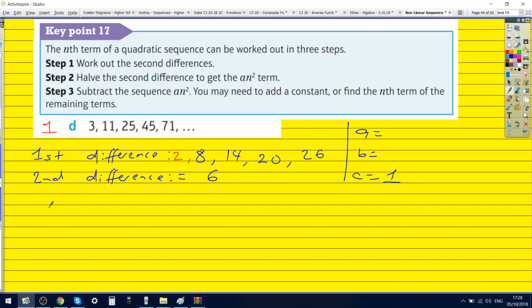Oh, I forgot what the next step was. The second difference is always equal to 2A. Oh, so 6 equals 2A. Yeah. A would equal 3.